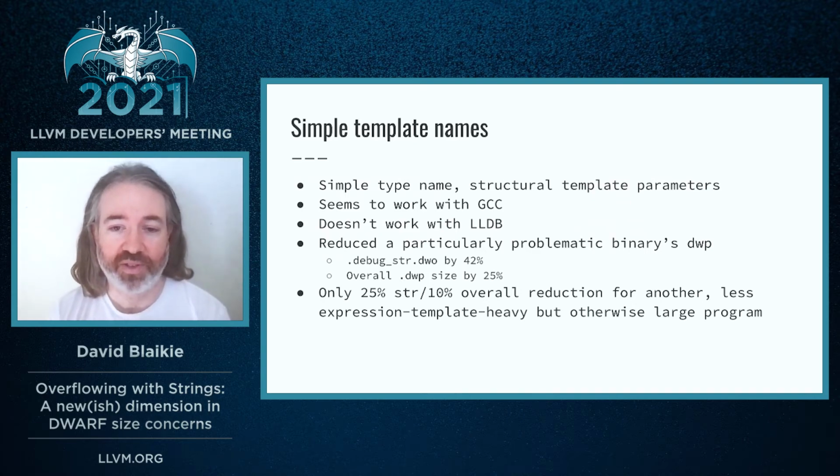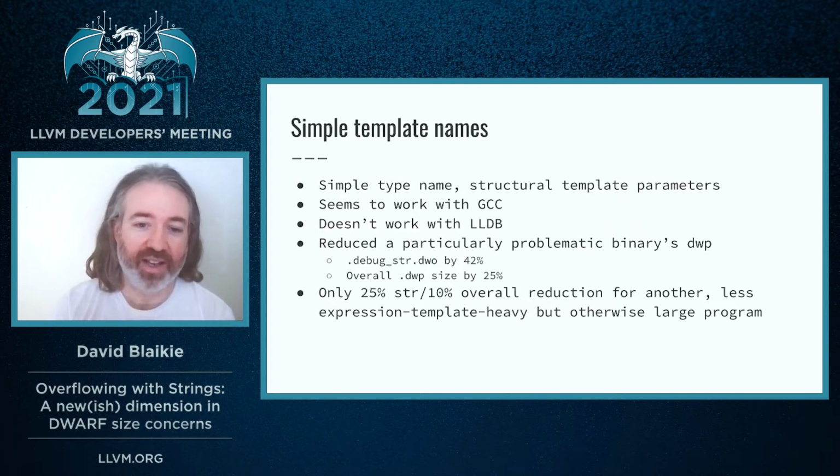In the severe case that is heavily templated, it's 42% of debug strings, a quarter of the whole DWP file size, and in a more reasonable case, but a large program nonetheless, about half that or a little less than half that.